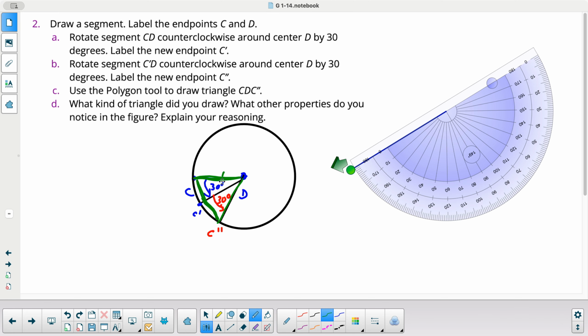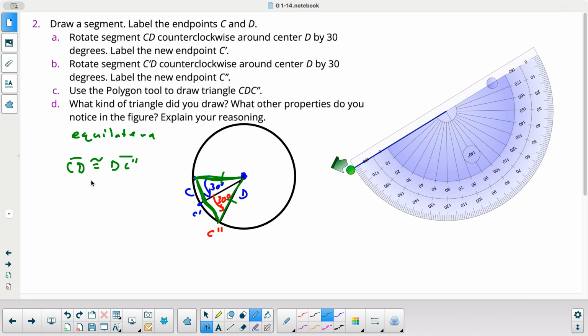I know that these two sides are congruent for sure because they're radii. I have a strong hunch that that is congruent as well. Now, if these are 30 degrees here, this is 60, okay? Then these are both going to be 60 because it's isosceles. So technically it is definitely equilateral. So I would say equilateral, okay?